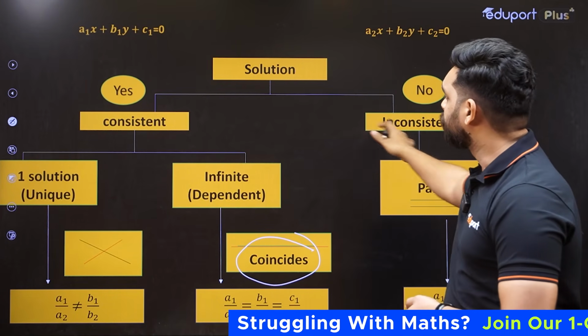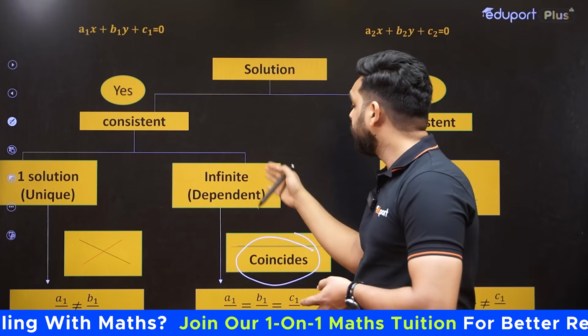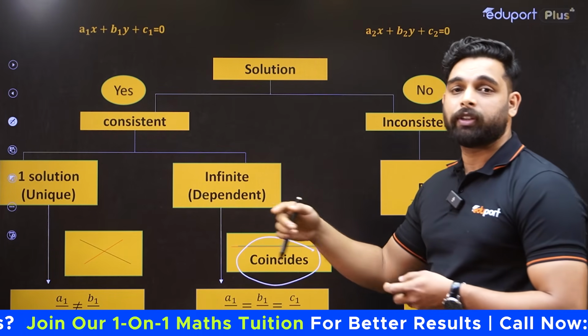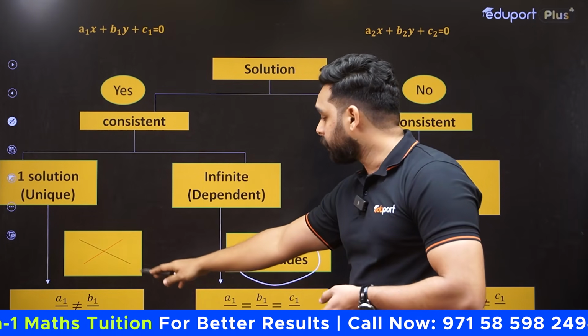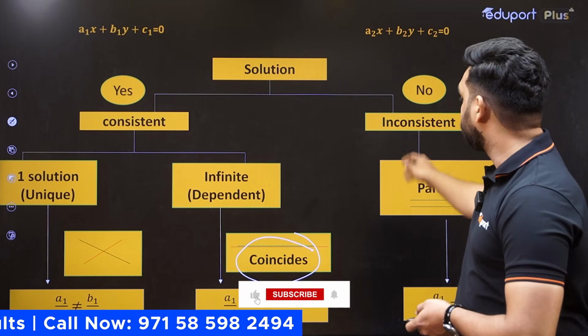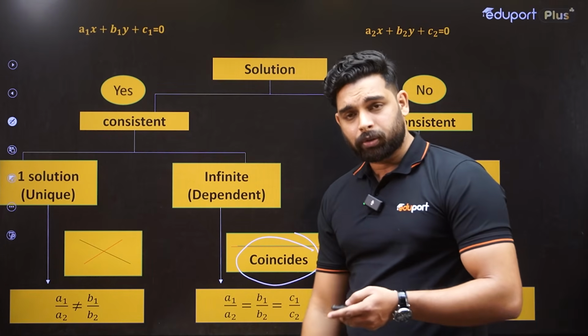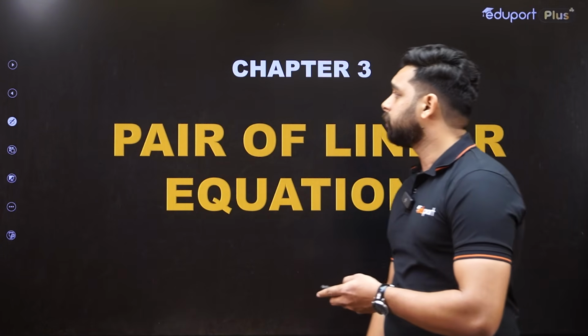If you have solutions, if it is consistent, it will have two cases, that is unique solution and infinitely many solutions. If it is a unique solution, the lines will be intersecting. For that, the condition is A1 by A2 not equal to B1 by B2. If it is parallel lines, it will have no solution. That's all. So this is an easy chapter.